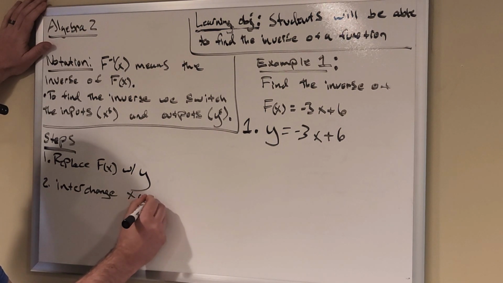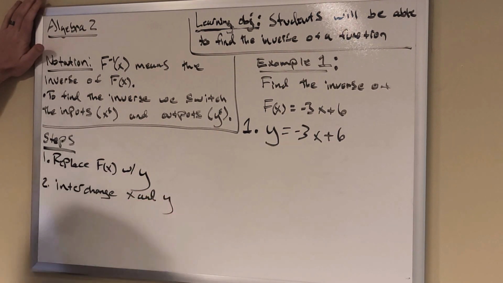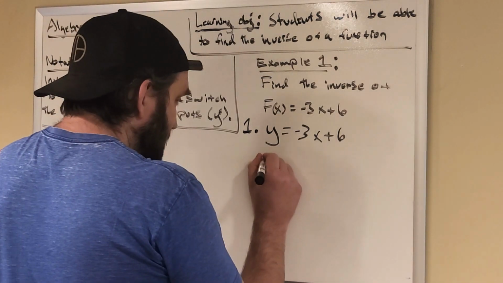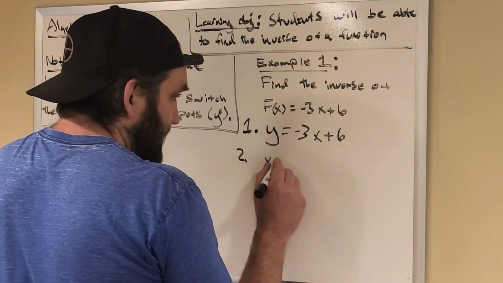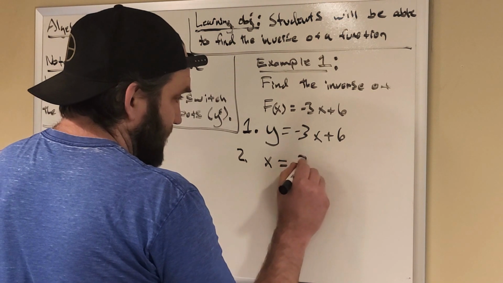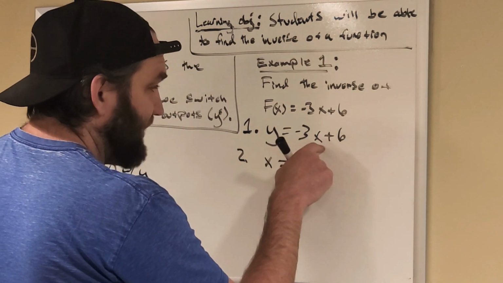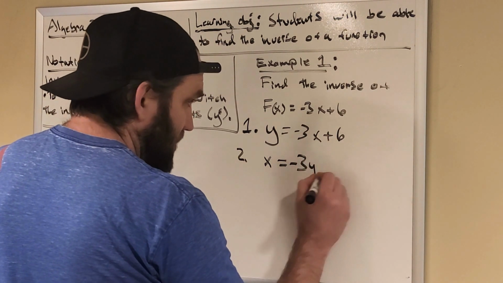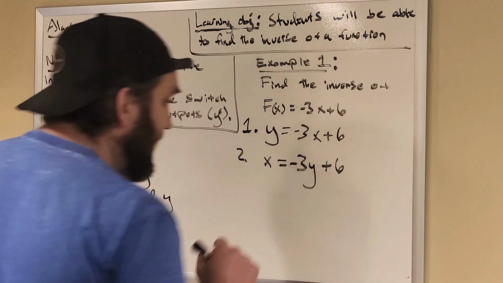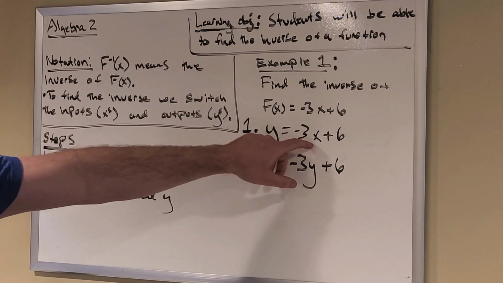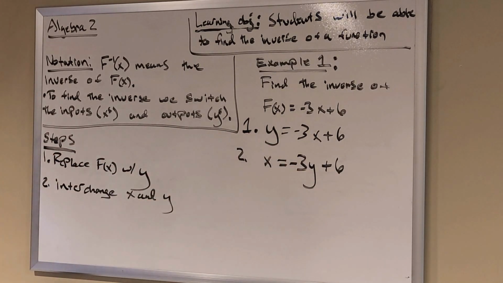X and y. And that just means wherever the y value is, I'm going to make it an x. So 2x equals negative 3, and where the y is I put an x, and where the x is I put a y, plus 6. You see that? That used to be a y, now it's an x. That used to be an x, now it's a y.